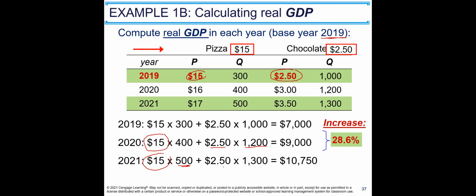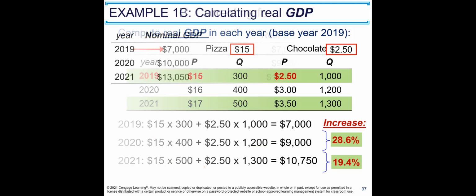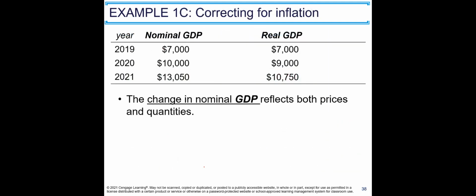So since we don't count the change in prices, the increase in real GDP should be less than the increase in nominal GDP. As you see, from 19 to 20, real GDP increases 28.6%, and from 20 to 21, real GDP increases 19.4%. So the change in nominal GDP, as you see here in numbers, includes the change in both prices and quantity. But for real GDP, price is fixed constant, therefore we look at only the change in quantity.